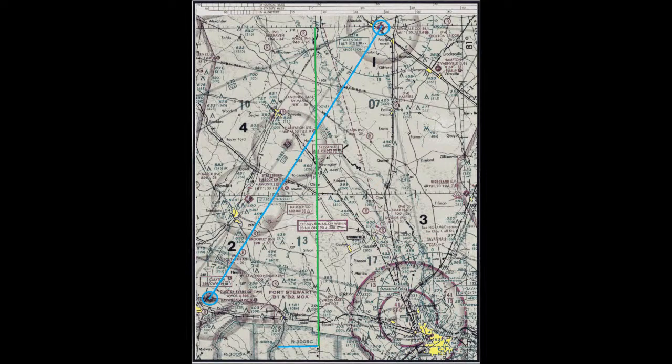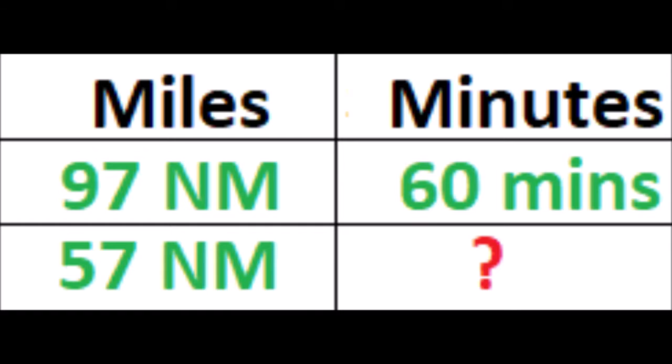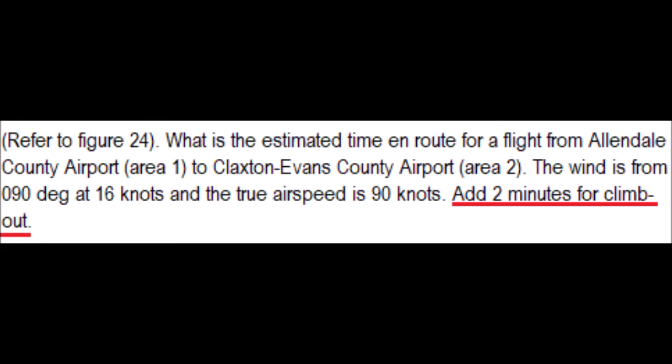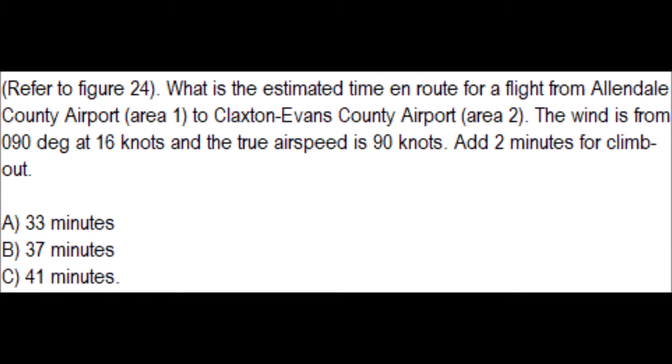Now we can use our regular formula. If we fly 97 nautical miles in 60 minutes, how long does it take us to fly only 57 nautical miles? So we multiply 57 times 60 divided by 97, and we come out with 35.2 minutes. Now remember, the instructions say we need to add 2 minutes for climb out. Therefore, it will take us 37 minutes total en route, which means the answer is also B.